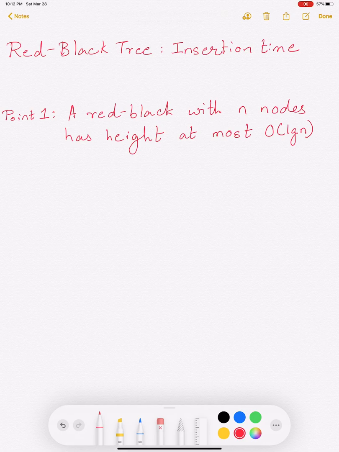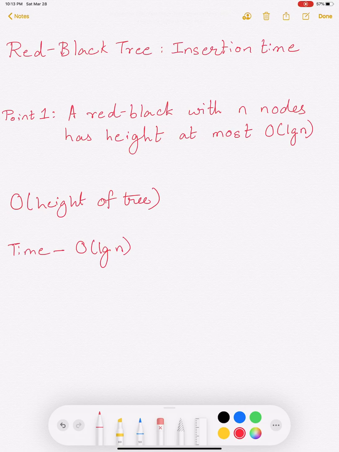Given that the height of a red-black tree is O of log n, we'll study the insertion time. The insertion time, if you recollect, for a tree is O of height of tree. That was the insertion time for inserting a node, because you have to go all the way to the leaf nodes and then insert it. Therefore, as the height of a red-black tree is O of log n, the insertion time is going to be O of log n.